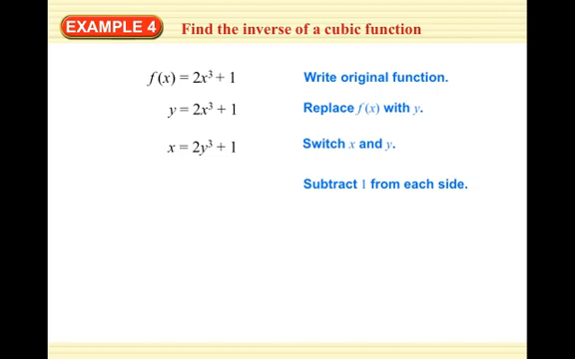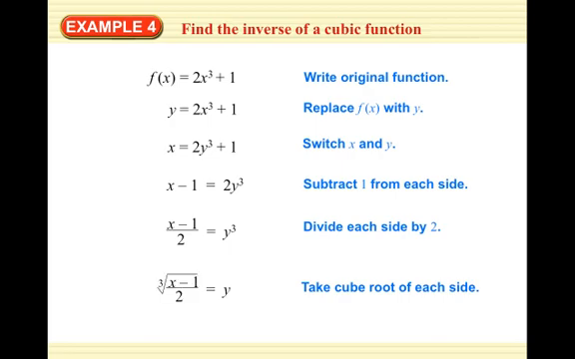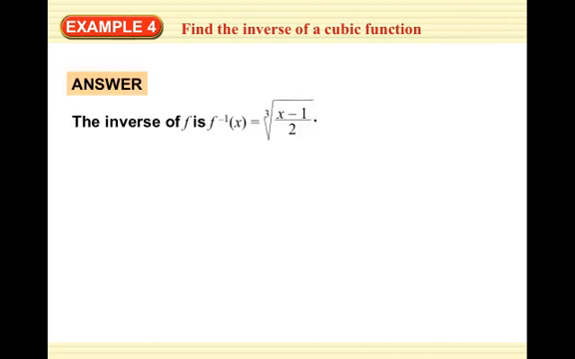So we subtract 1 because we're solving for y. And so we get x minus 1 equals 2y cubed. Now the next step to solve for y is divide by 2. So we get x minus 1 over 2 equals y cubed. And then the last step is to take the cube root of each side. So we get the cube root of the whole thing, x minus 1 over 2, that over 2 is inside the cube root as well, equals y. So the inverse of f is f inverse of x equals cube root of x minus 1 over 2.